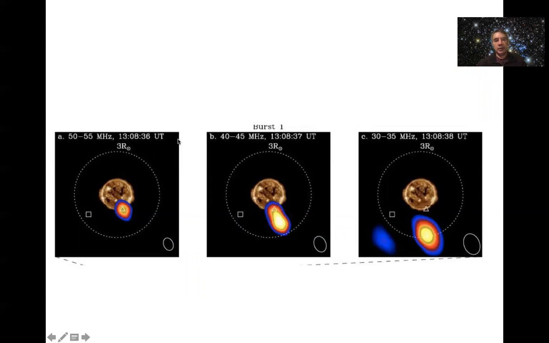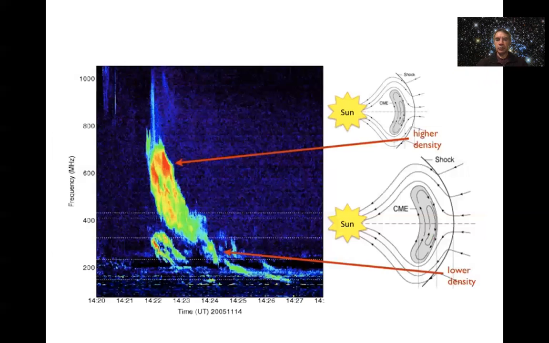You see immediately here that you have to keep changing the frequency. As the gas gets further away from the sun, the density gets lower, and therefore the frequency at which the plasma is emitting also drops. So you can see that very nicely here on this plot.